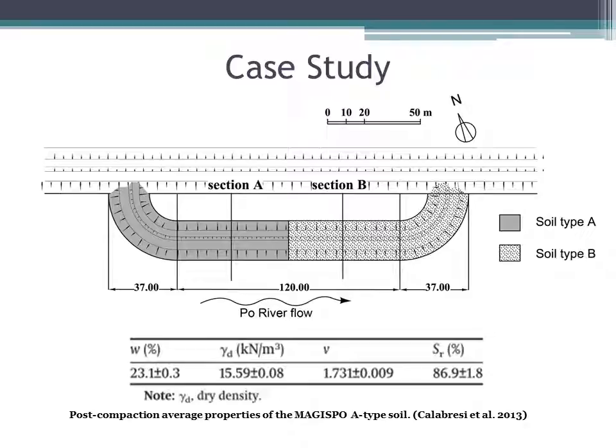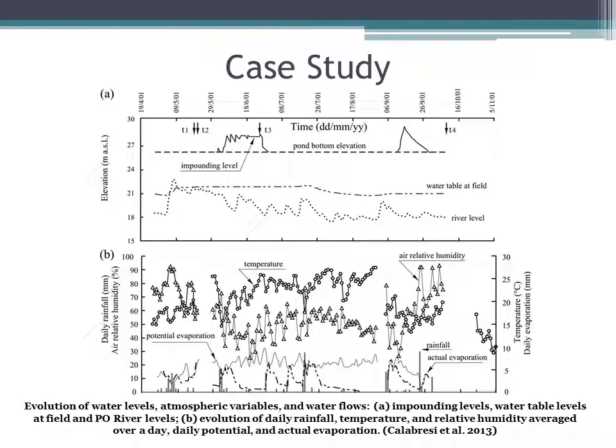However, laboratory suction control tests were carried out only on soil A. For this reason, only the section A was modeled. The properties of the soil A post-compaction are shown. Also temperature, rainfall, air relative humidity, velocity and direction of the wind were monitored.